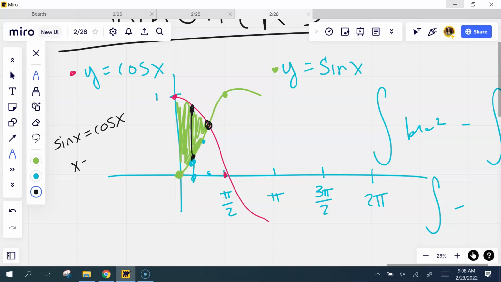Pi over 4. We know that from the unit circle, right? Pi over 4, they're both square root of 2 over 2. We just need the x part because we're integrating with respect to x, so I'm just going to say x equals pi over 4. Of course, it starts at 0.